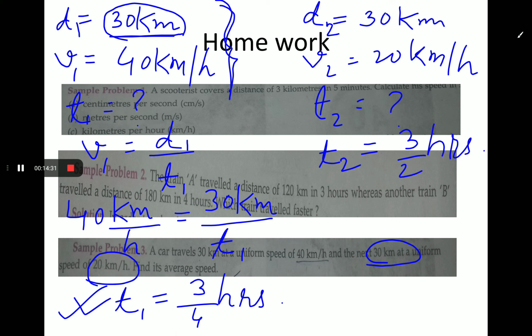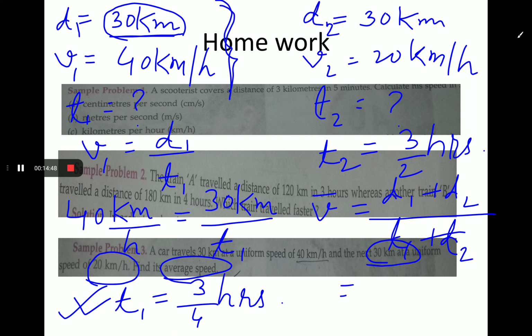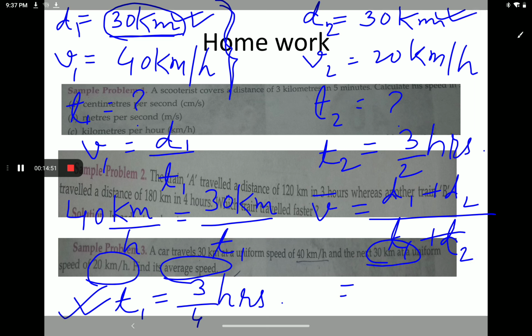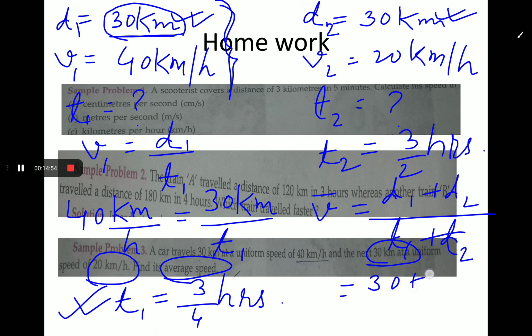Now we have to find the average speed. Average speed is equal to total distance by total time taken. Here the total distance becomes D1 plus D2 and the total time becomes T1 plus T2. So D1 plus D2, that means 30 km plus 30 km, and the time 3 by 4 plus 3 by 2. So this is the quantity you have to solve and you will get the answer. Students, solve all these 3 numericals and send them to me.